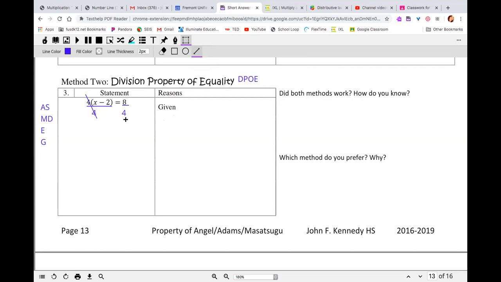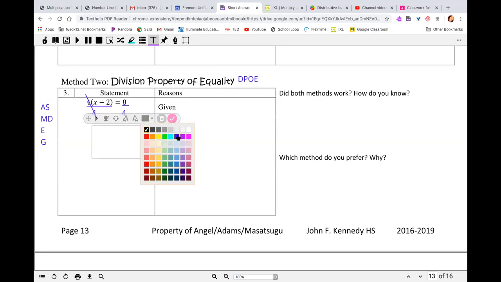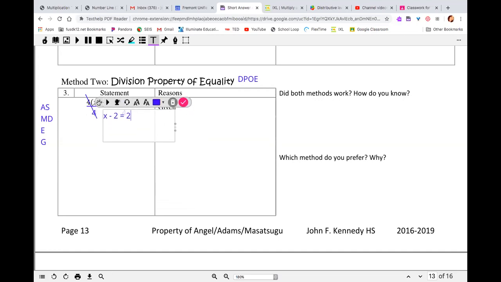Can I divide 8 by 4? Yeah, it's 2. Okay. So now that I got rid of that, I'm going to do x minus 2 equals 2. So I simplified my equation. Now it says x minus 2. What do I need to do? Add. Yeah, I'm going to add 2.